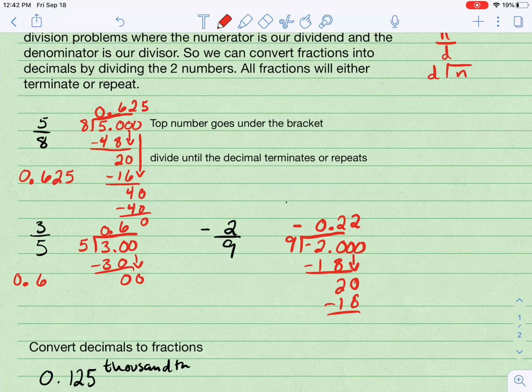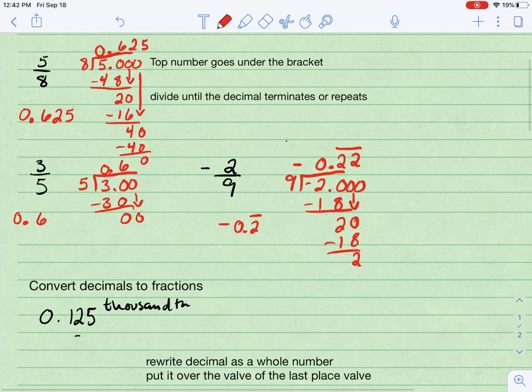And now you can go into 20 2 times, so you get 18. And so this is going to keep repeating. So I'm going to put a bar over to note that these numbers are going to repeat. And you don't have to do 22. You could just say negative 0.2 repeating. But that would be the other instance. It doesn't terminate, but it keeps repeating.